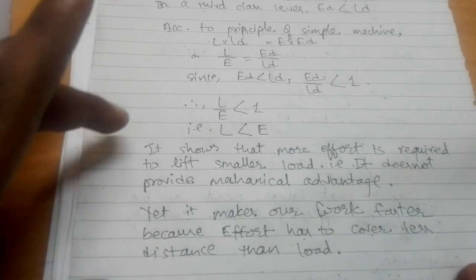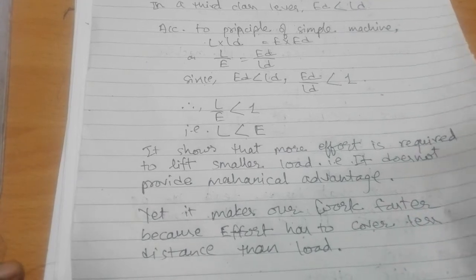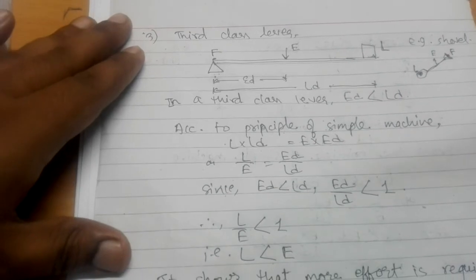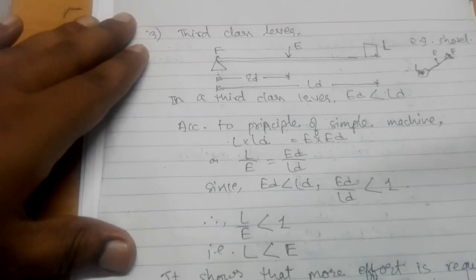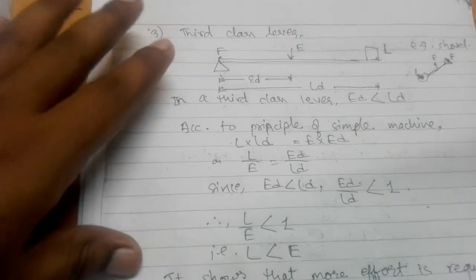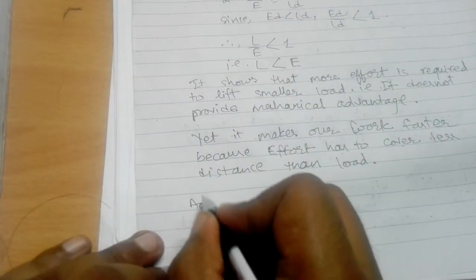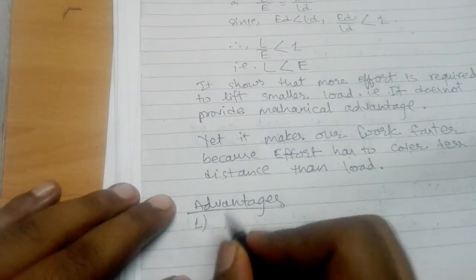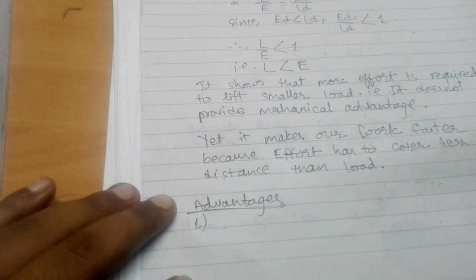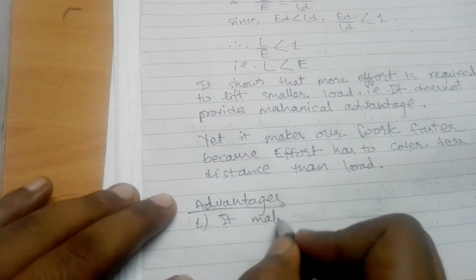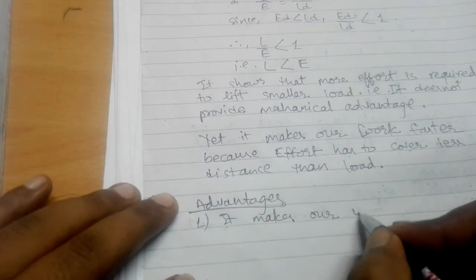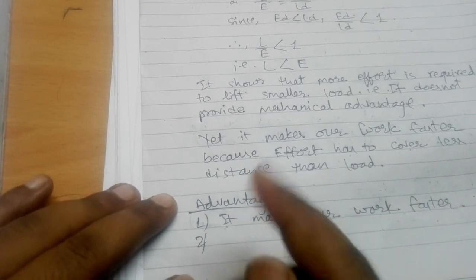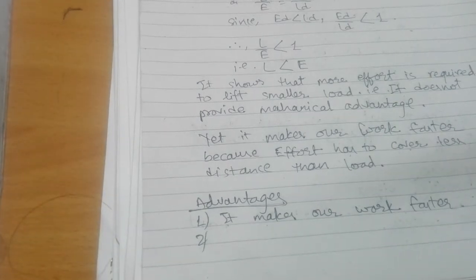Okay, this should be the answer. Pause the screen, copy it. Or you can also be asked what advantages can be gained from third class lever. Advantages: from this derivation, we can see that it does not magnify our force, but it makes our work faster. This is the main advantage provided by it, and it does not change direction of force as well.